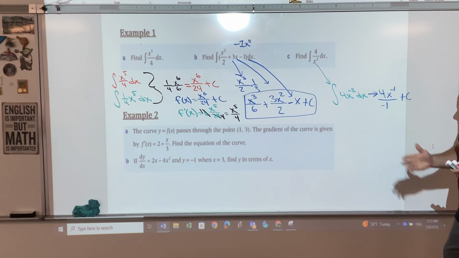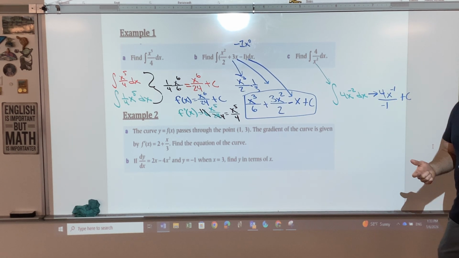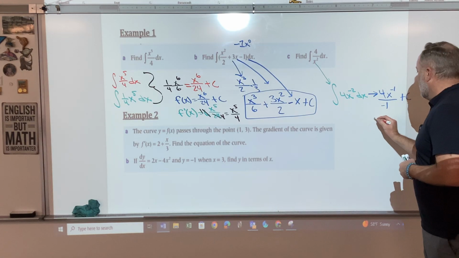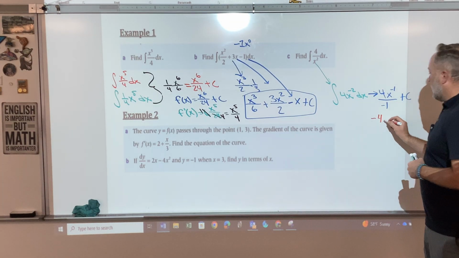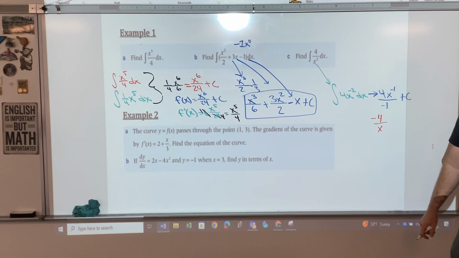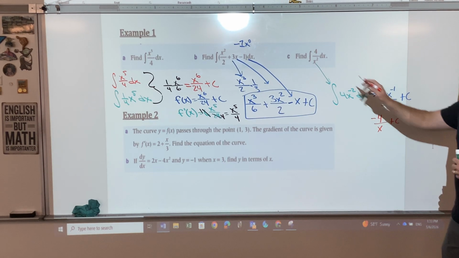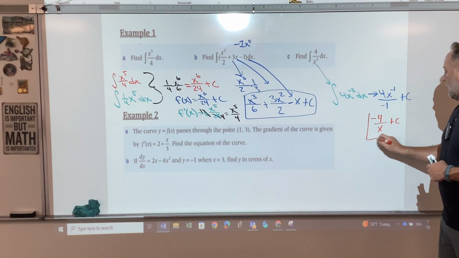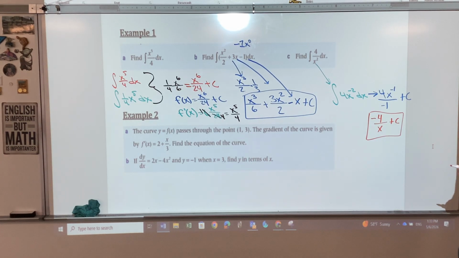Now I just need to clean this up. 4 divided by negative 1 is just negative 4. But x to the negative 1 we want to write like that, right? Yes. Put it back in the denominator, make it positive. Plus c. So the indefinite integral, just finding an antiderivative of that function, would be negative 4 over x plus c.